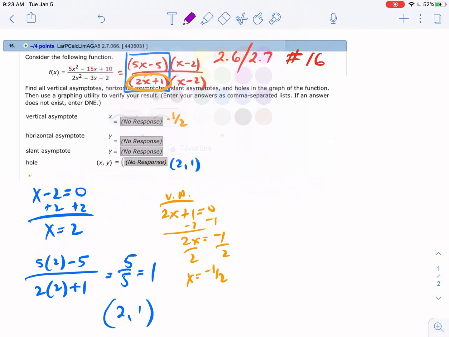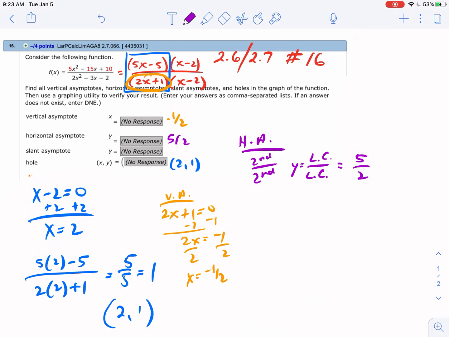To find the horizontal asymptote, I take the degree on top, which is a second degree, largest exponent, and another second degree on the bottom. And so then you do the leading coefficient rule, and that is 5 over 2. So my horizontal asymptote is 5 over 2, or 2.5. And the slant would be DNE. There's no slant. It has to be a big over small. So that's how we're doing this problem.